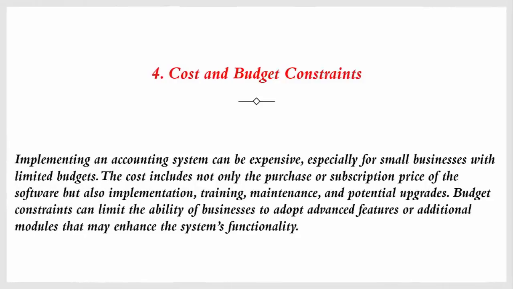4. Cost and budget constraints. Implementing an accounting system can be expensive, especially for small businesses with limited budgets. The cost includes not only the purchase or subscription price of the software, but also implementation, training, maintenance, and potential upgrades. Budget constraints can limit the ability of businesses to adopt advanced features or additional modules that may enhance the system's functionality.